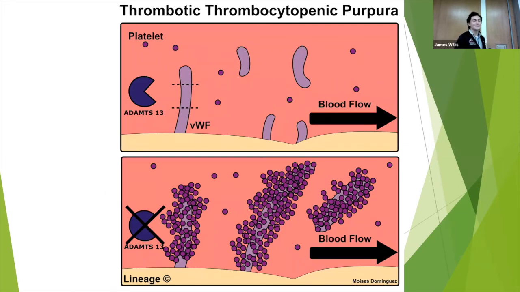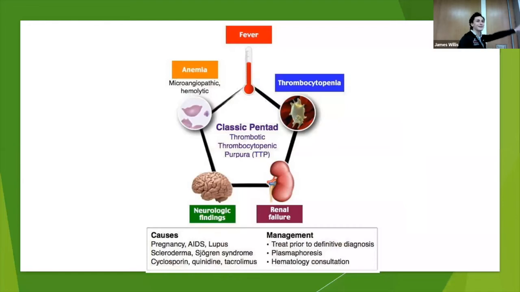So it's an inherited or acquired deficiency of ADAMTS, which impairs von Willebrand factor cleavage, leading in turn to disseminated formation of platelet-rich thrombi in the microcirculation, wreaking havoc, basically acting as shrapnel against all of your organs and arteries and red blood cells. And look, again, you'll have the classic pentad, but as we discussed, it's not always that way.